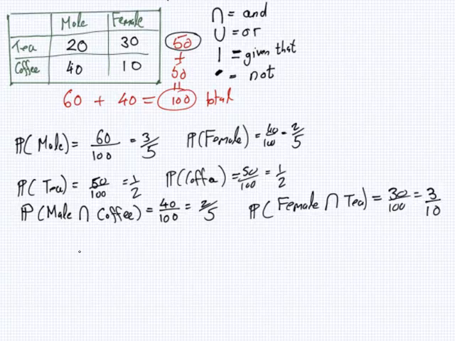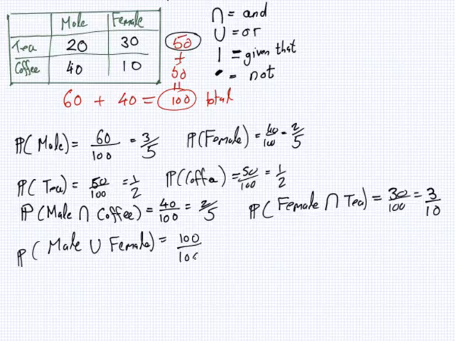Okay, what about this one? The probability that they're male or female. 1. Yeah, it has to be. There's 100 males or females over 100, which is 1 then. Okay, so I think we're okay with these two.